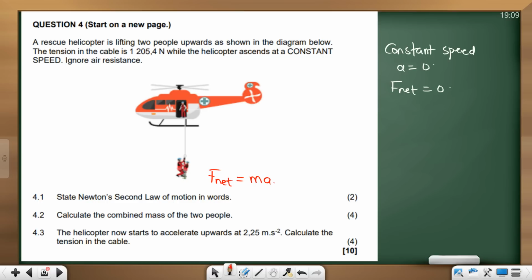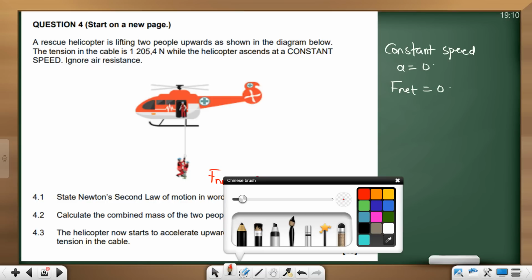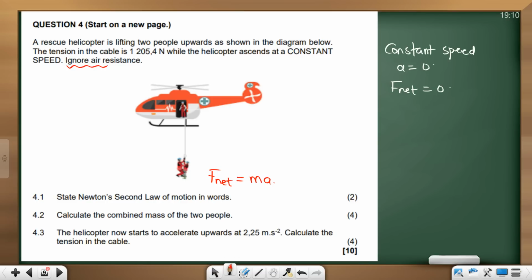Okay. All right. Let's do this. Calculate the combined mass. Again, you know what makes this easy? Though the examiner did not ask, draw a free body diagram. Mind you, the examiner told us to ignore air resistance. Do you know what that air resistance is called? It's called air friction. So let's draw a free body diagram very fast. We shouldn't even move from this page. All our answers should be here.